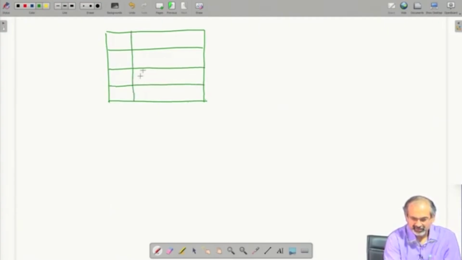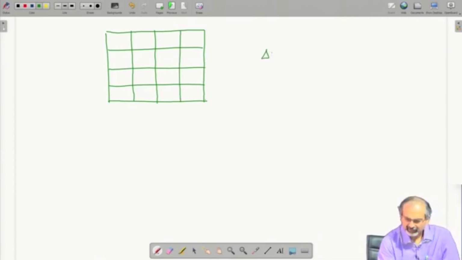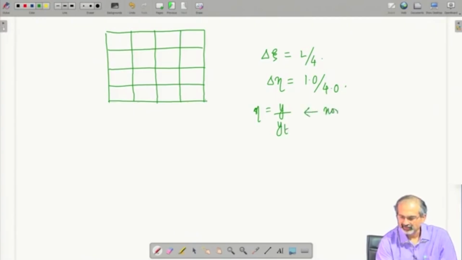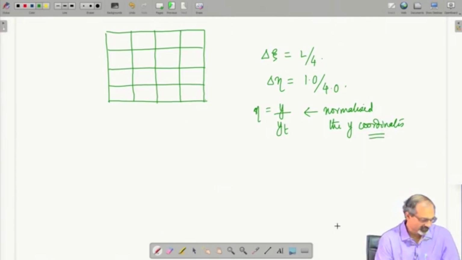That simple transformation converts the problem to a regular mesh, and then in that regular mesh, delta xi remains as L by 4 and delta eta remains as 1 by 4. Why is it 1 by 4? Because through the transformation eta is equal to y by y t, you have actually normalized the y coordinates. So, this is how the scaling works.